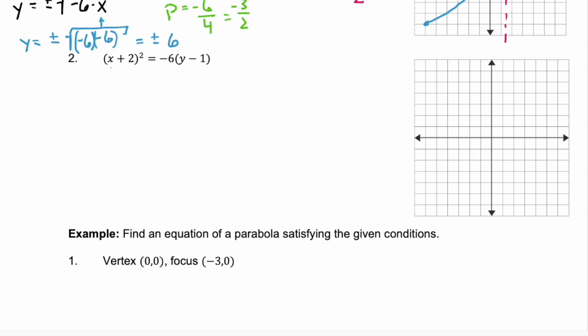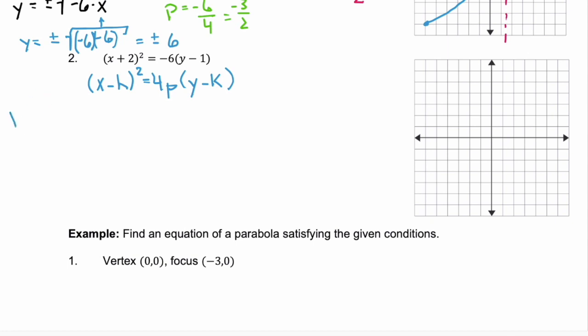Okay, with this second example, notice that on the left we're going to end up with an x squared. And notice that we have x plus a number. That tells us that we have a vertex that is not the origin. And the x squared tells us that this is going to open up or open down. Now, we know because this is an x squared and the vertex is not at the origin, that it's going to follow x minus h squared equals 4p times y minus k.